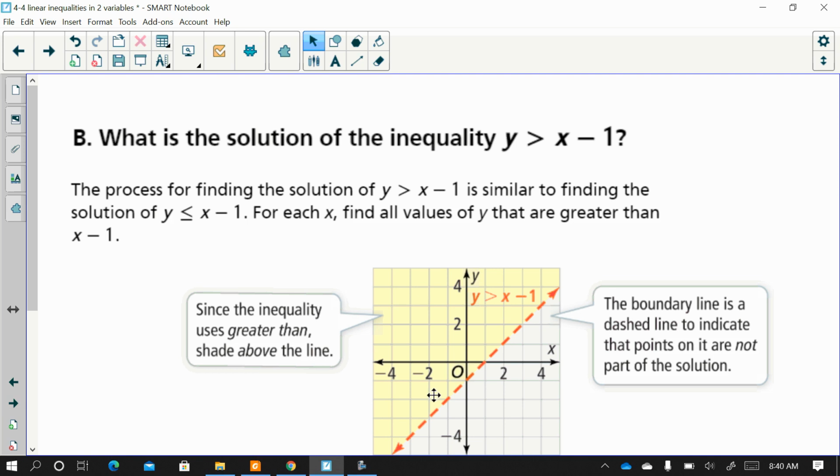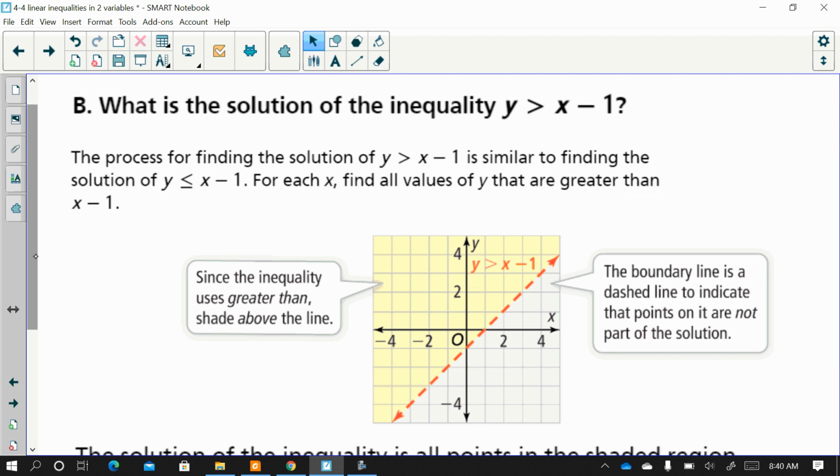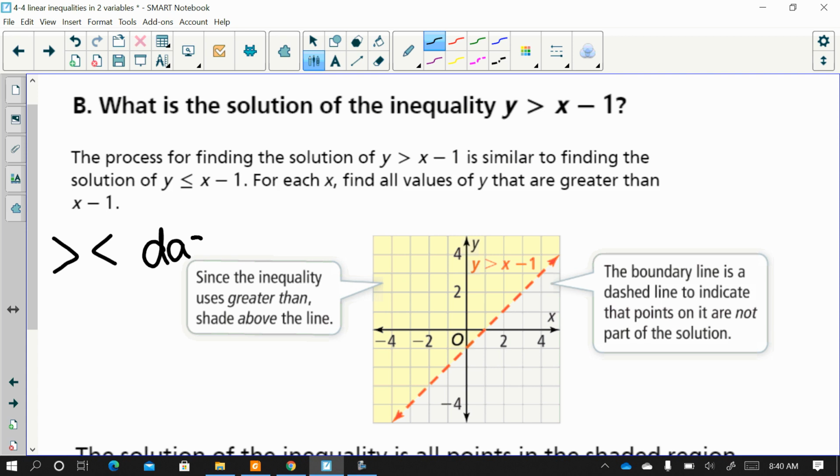Notice there's something else that's different as well. This time we have a dashed line. That is because we're just greater than. If I was greater than or equal to, I would use a solid line. If I'm just greater than or less than, I end up with a dashed line. It's just like the open circle versus the closed circle. If I'm greater than or equal to or less than or equal to, it's going to be a solid line.